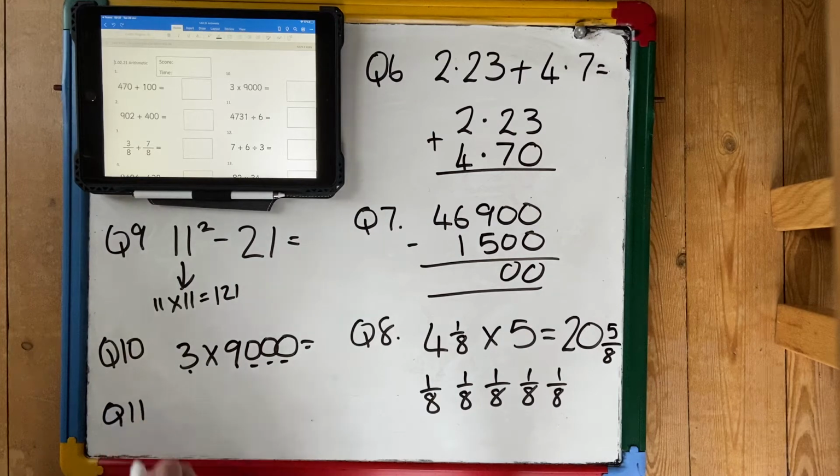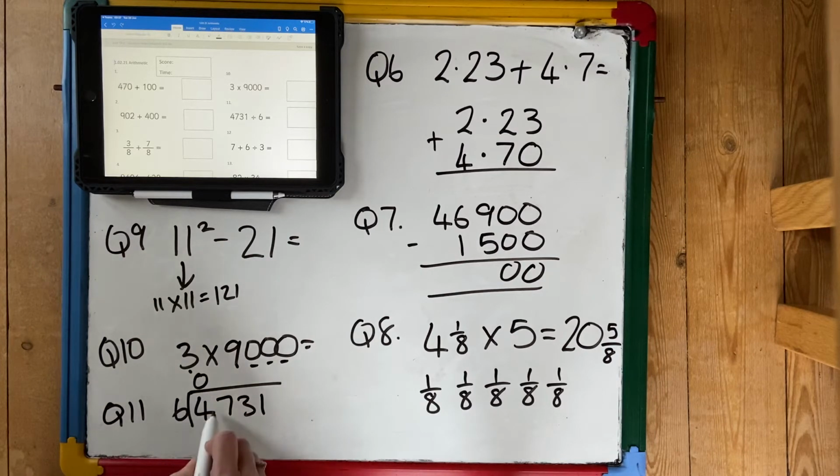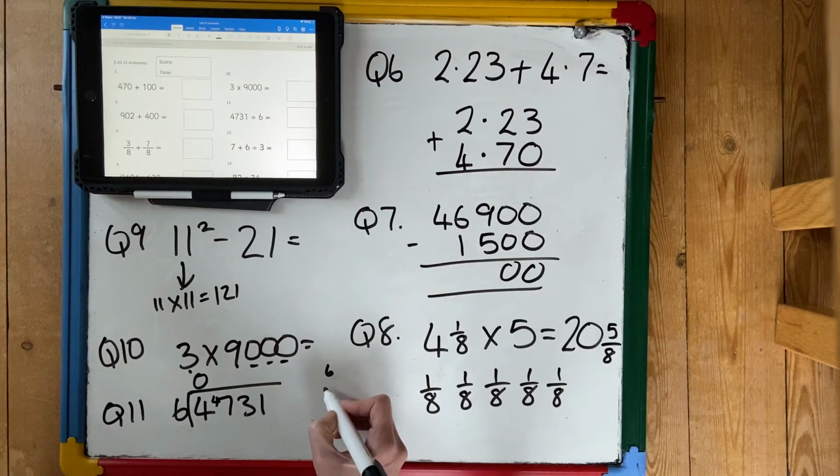Question 11. 4,731 divided by 6. So how many 6s are in that number? So bus stop method. How many 6s are in 4 is 0. Carry the 4 over, or 4 remaining. How many 6s in 47? Write your answer there and write your remaining there. Remember, when you're counting in 6s, if you're not sure of your 6s, write them out here. So 6, 12, 18 and so on.